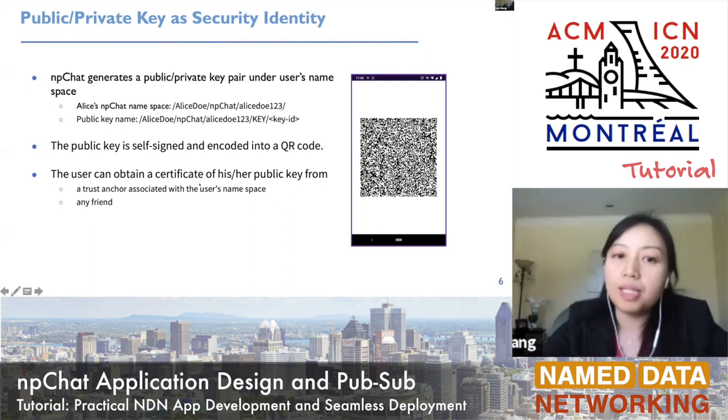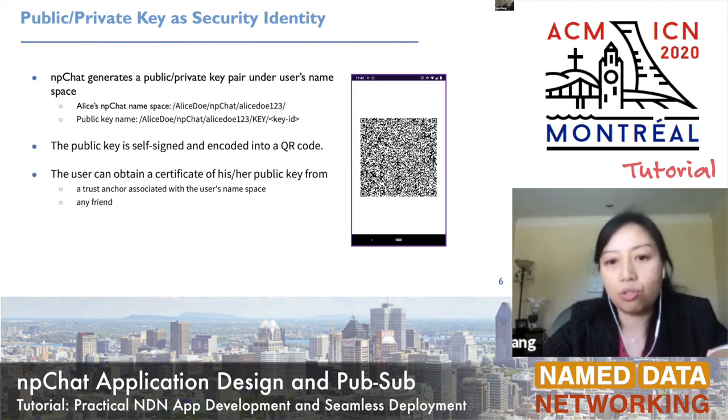And the user can also obtain a certificate of this public key from a friend. And that certificate can be used to establish trust with other people who have this mutual friend, who has obtained a certificate from the same friend. So as I said, we actually use multiple ways to establish trust, whichever works best in that situation. And the ultimate goal is to authenticate the other users who you want to become friends with.